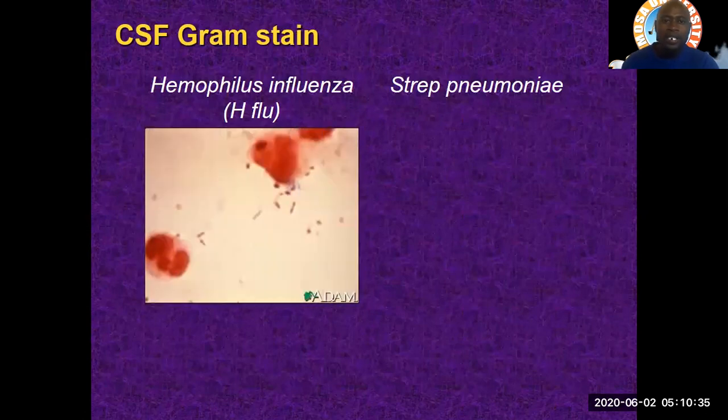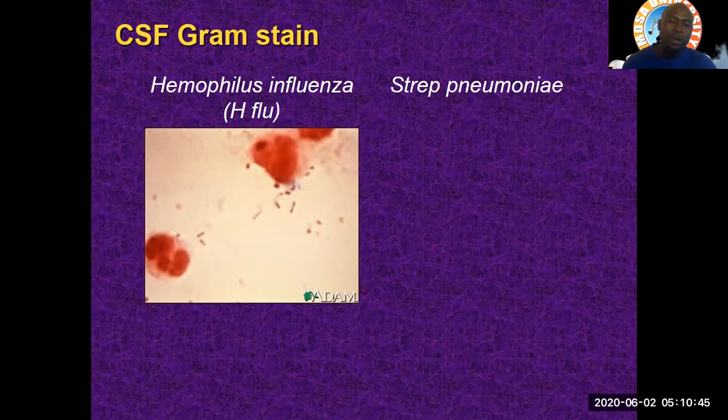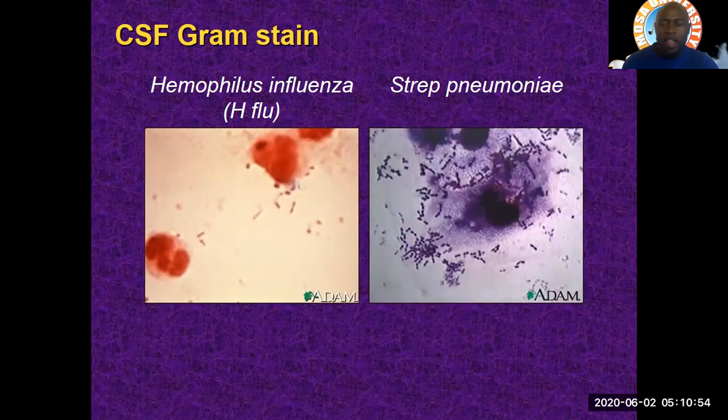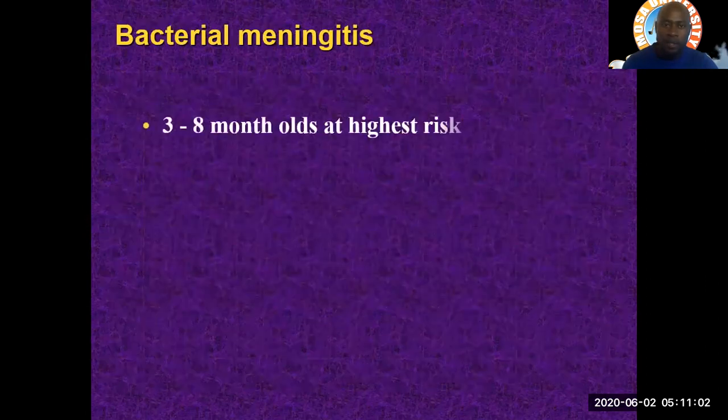So if we look at it on the gram stain now, those two, Haemophilus influenzae, that is the picture that is there, that's how it looks. So it is important also to have that picture in mind to know the presentation of Haemophilus influenzae on the gram stain. The other picture there is for Streptococcus pneumoniae. So that is how it will look on the gram stain.